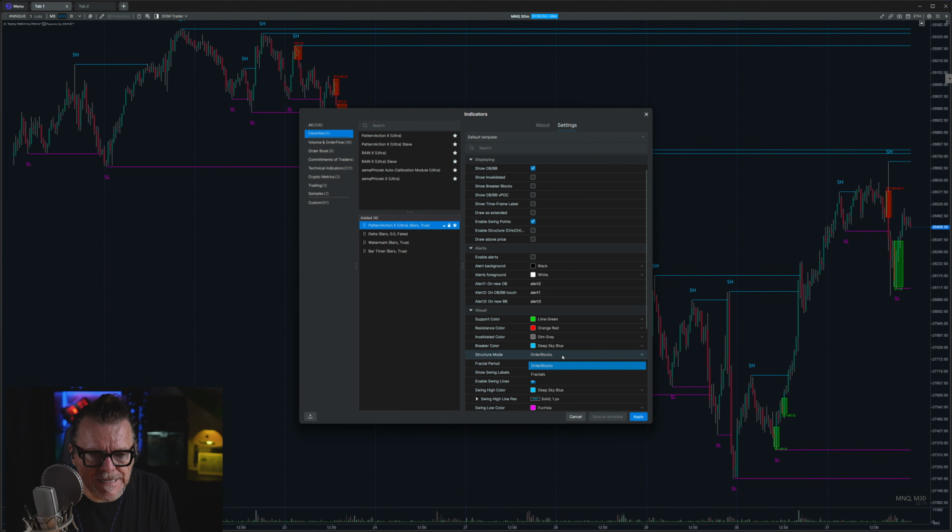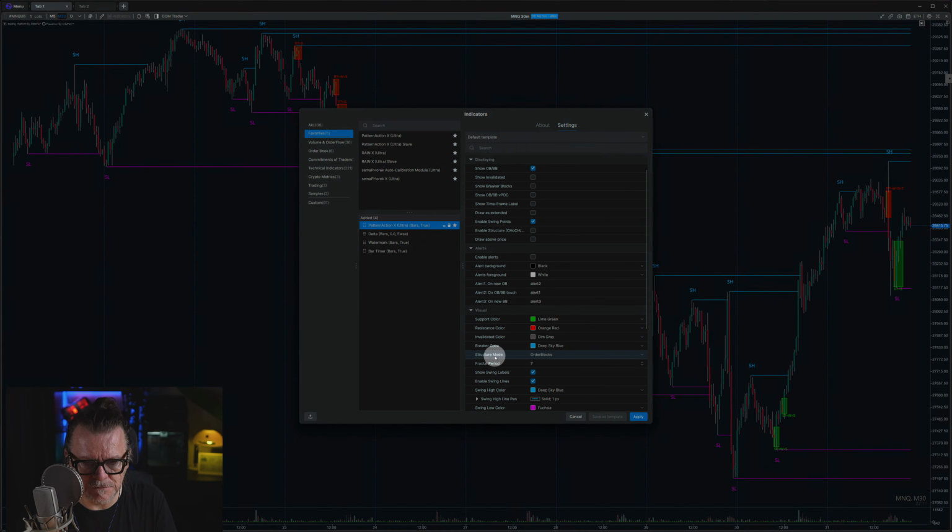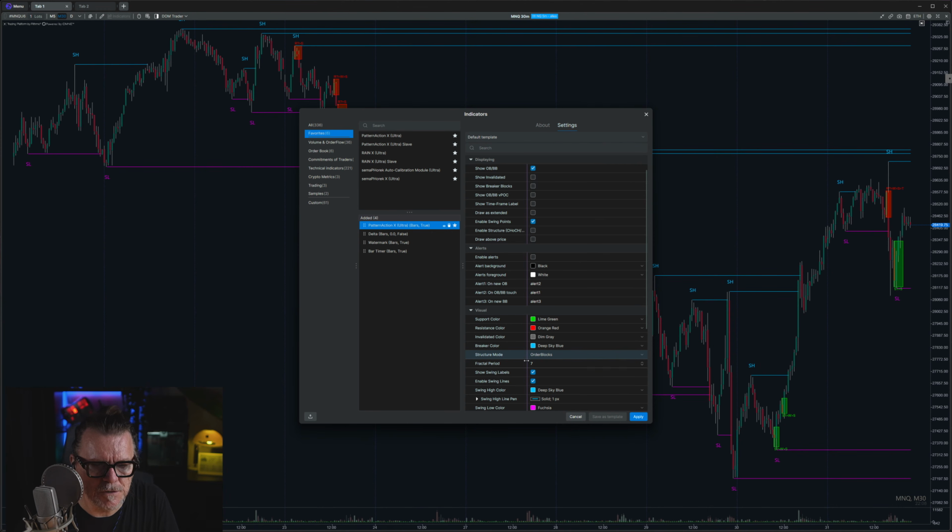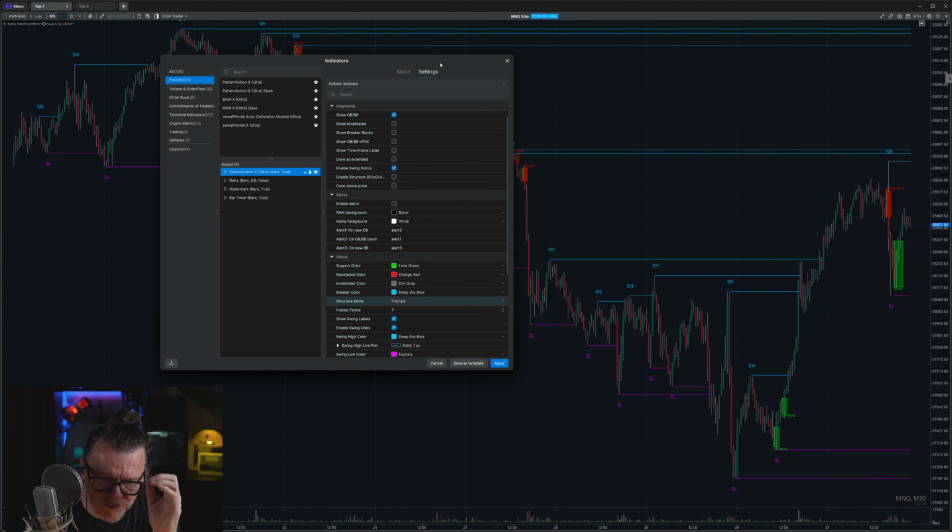Structure mode. Yes. Okay, now it's perfect. But you can switch from order blocks mode. Do you see that? Yes, you do. To fractals. And now I wasn't able to decide. I think that this mode is better.